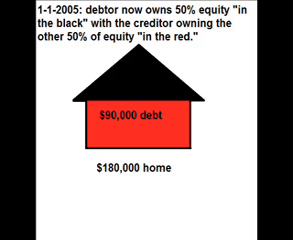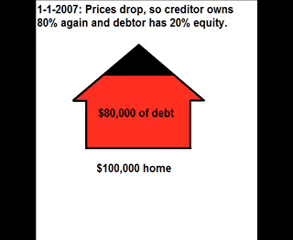Okay, that's 2005. Now, something strange happens though. 2007, prices drop, so the creditor owns 80% again. The debtor only has 20% equity, and that's $20,000. They just had $90,000 of equity in 2005. 2 years later, they lost $70,000 equity. Isn't that weird? So now this is the same home, the $180,000 home in 2005. Now it's a $100,000 home in 2007. At $90,000 of debt in 2005. Well, now it's down to $80,000 of debt, but that's 80% of the value of the home.